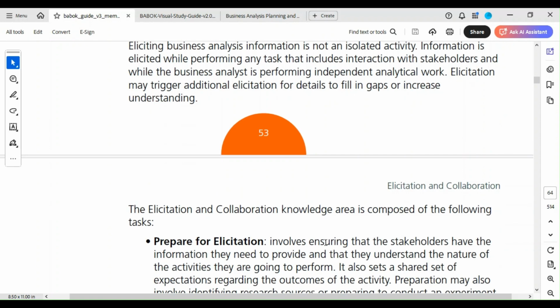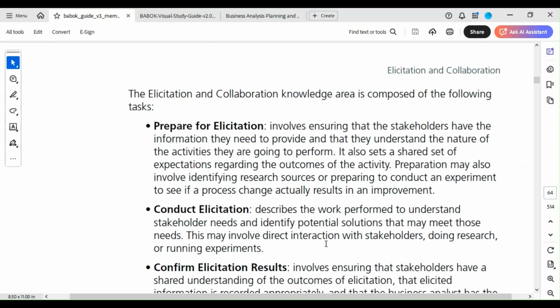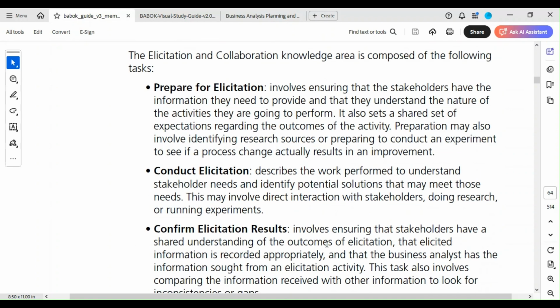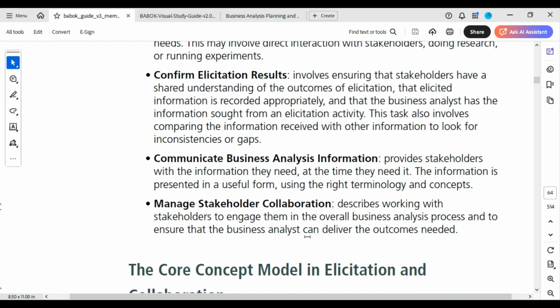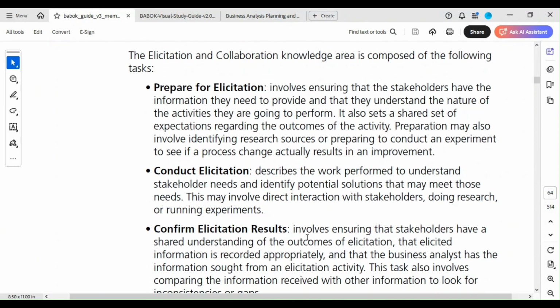So the elicitation and collaboration knowledge area is composed of the following. You prepare for elicitation, you conduct the elicitation, you confirm elicitation results, you communicate business analysis information, you manage stakeholder collaboration. So let's look at it one after the other.